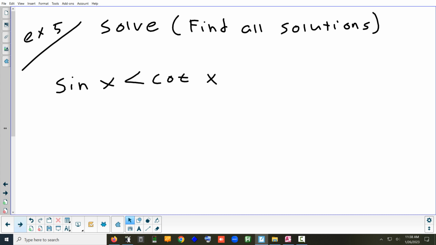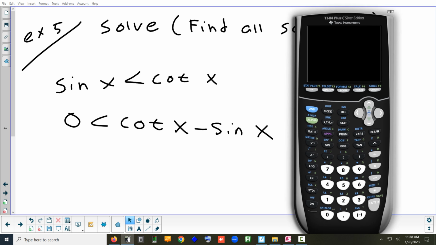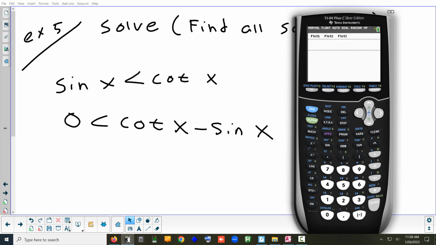Okay, so the first thing we want to do is get what number by itself on the side? 0. What's one way I can do that? Subtract sin x from both sides. Okay, so we could subtract sine x from both sides. Now, are we going to have asymptotes in this problem? Yes, so we're going to have a graph that doesn't connect. How can you tell? Because I have a cotangent. Cotangent is a discontinuous graph.